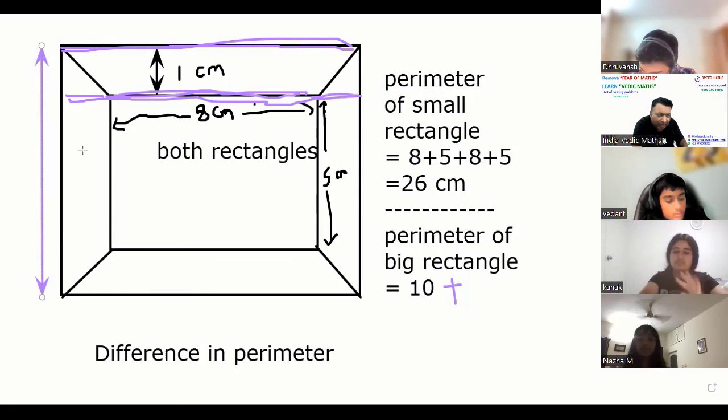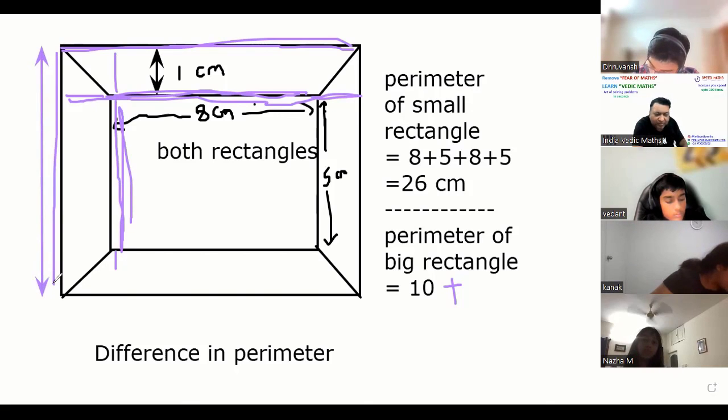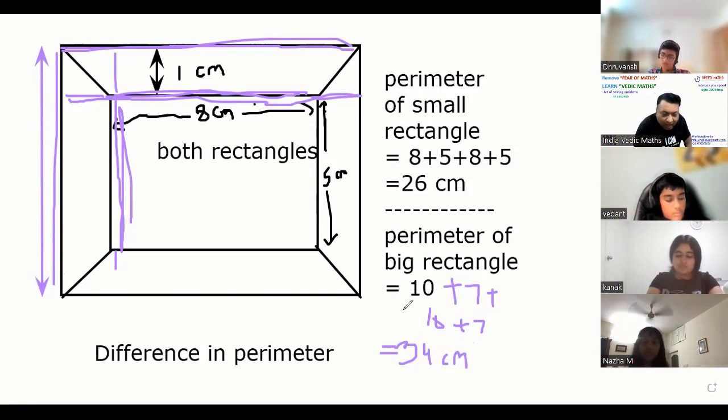Sir, 7. Correct, because this is 5, right, Naja and everyone? Plus 1 extra, plus 1 extra. So the big one becomes 5 plus 1 plus 1. So, 10 plus 7, plus 10 plus 7, sir, 34. Is it clear, everybody? How we make it is very simple. So 34 centimeter is the perimeter of the big one. So tell me, Priyanka, now what is the difference in perimeter of both?